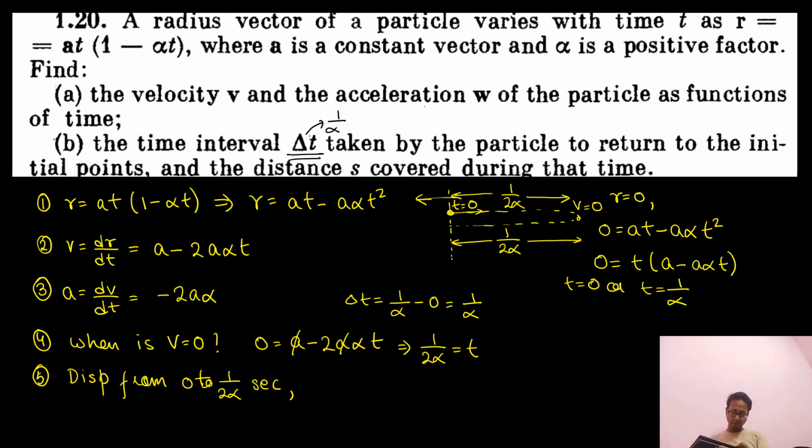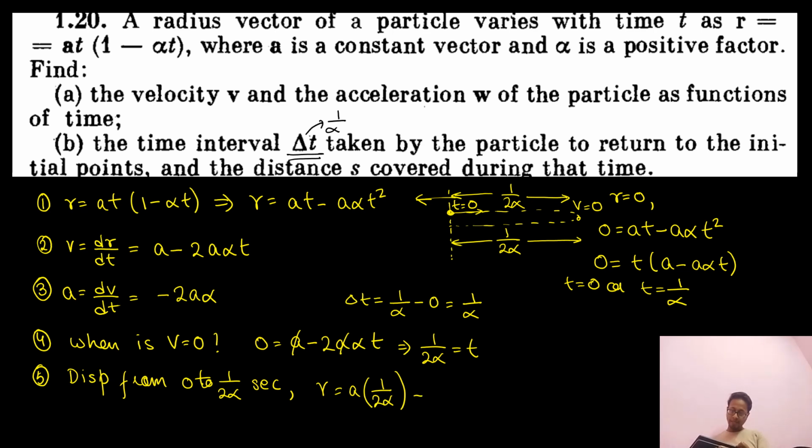I can simply put this value of 1 by 2 alpha out here, because at t is equal to 0, r is equal to 0, and at t is equal to 1 by 2 alpha I need to find out the value of r. So r is equal to a into t, 1 by 2 alpha. I'm substituting the value of t with 1 by 2 alpha.